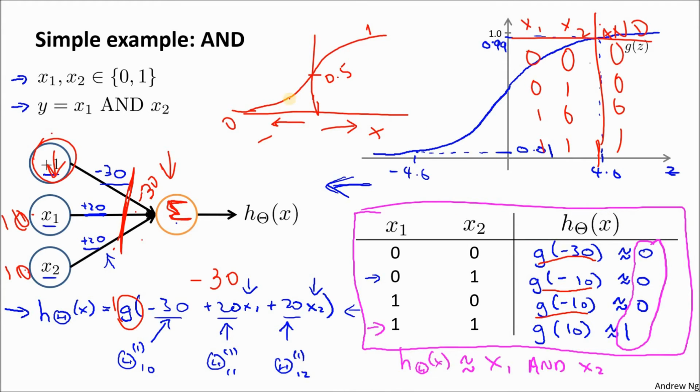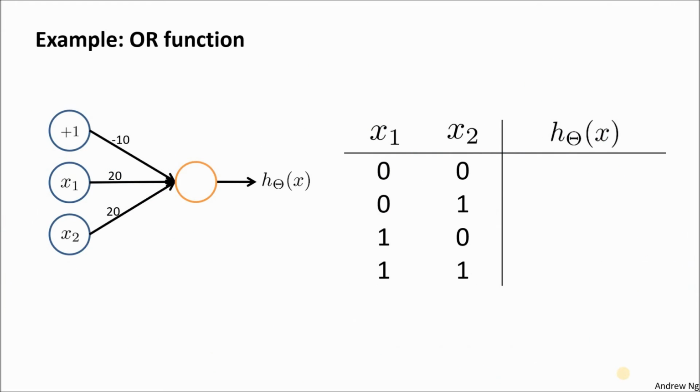So this is the sigmoid shown over here. What practically happens is that the behavior of this hypothesis function h will be the same as x1 AND x2. Here, this will be our simple AND gate, with a little bit of changes.